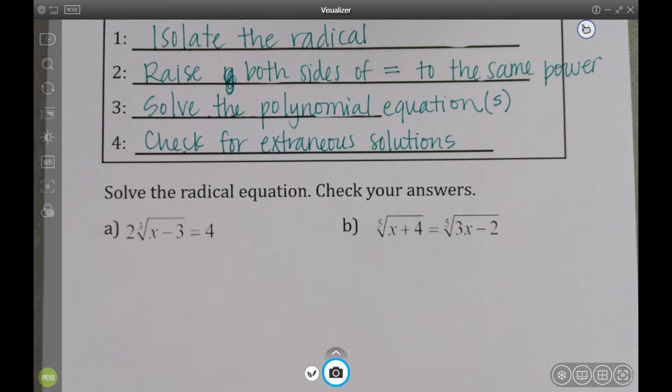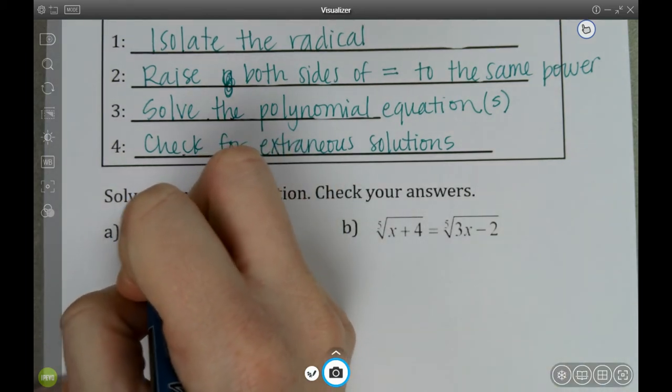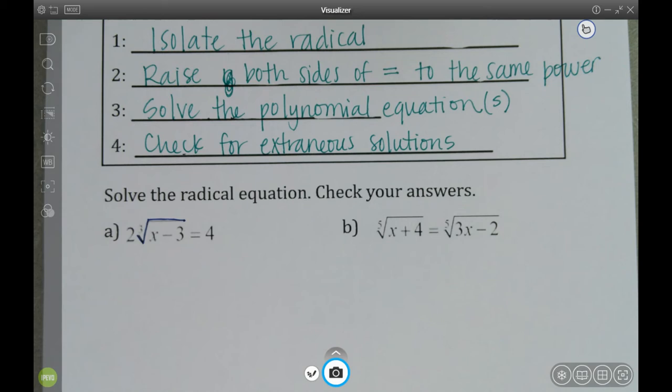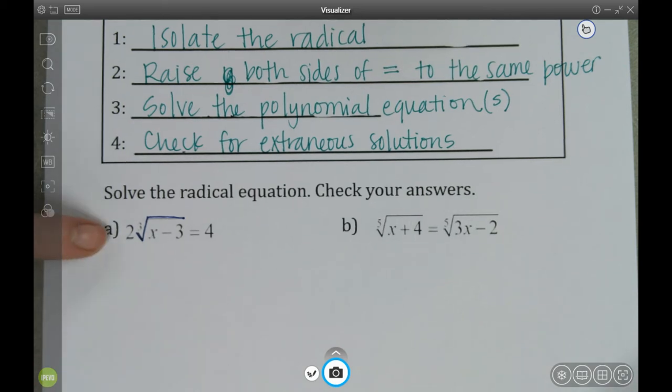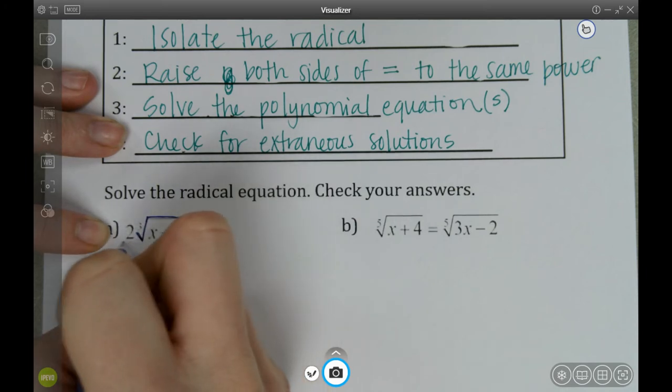Okay, so part A, I have to isolate the radical. So what do I have to move to get that radical by itself? Times 4. Oh my god, I almost did it. Okay, I'm trying to get this right here by itself. Somebody said it. Is that you, Caden? What'd you say? It was right. I need to divide by 2. I need to get rid of this 2 over here.